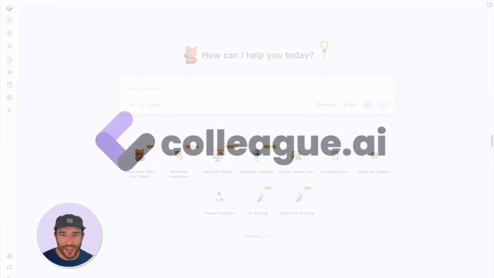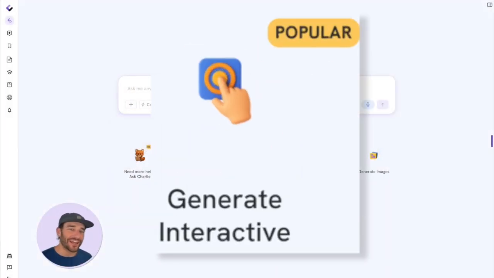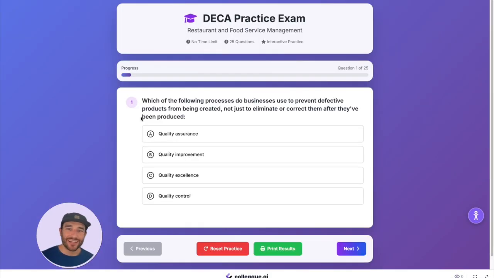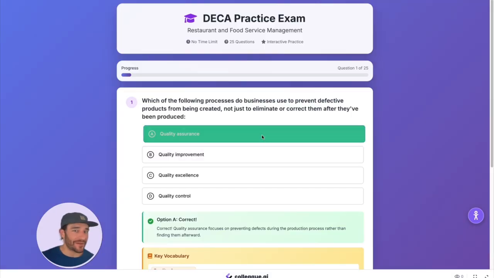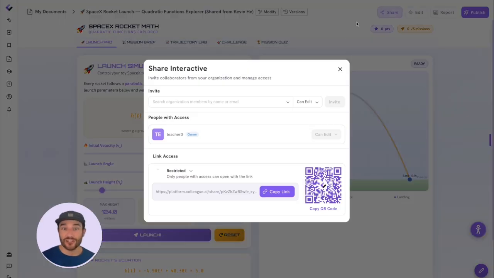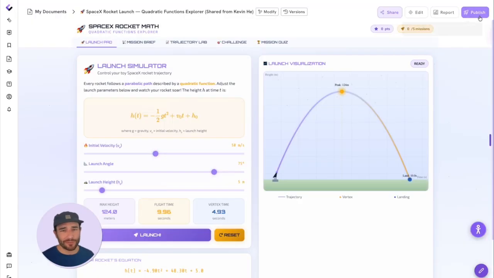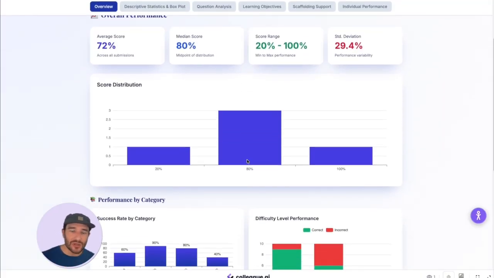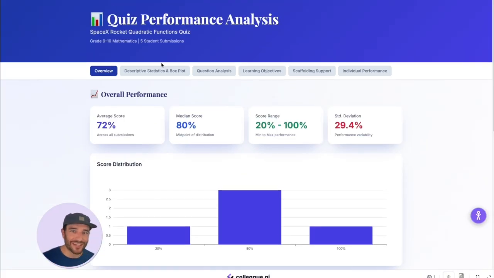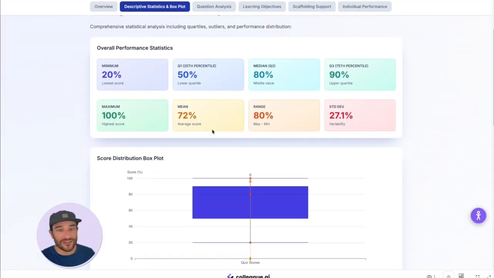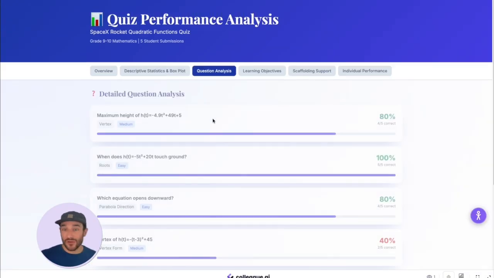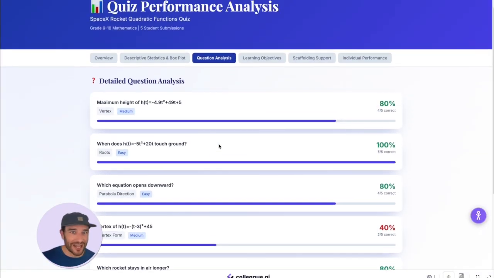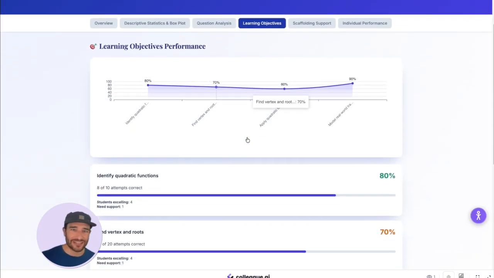How to use the Colleague AI Generate Interactive feature as your data analytics tool. In previous videos, we have talked about how to make online interactives, how to share them with our colleagues, and of course, publish them to students so that we can access those comprehensive reports on student or participant performance. And you can find more information on these videos in the links below because it is really exciting to have statistical analysis built directly into student assignments.